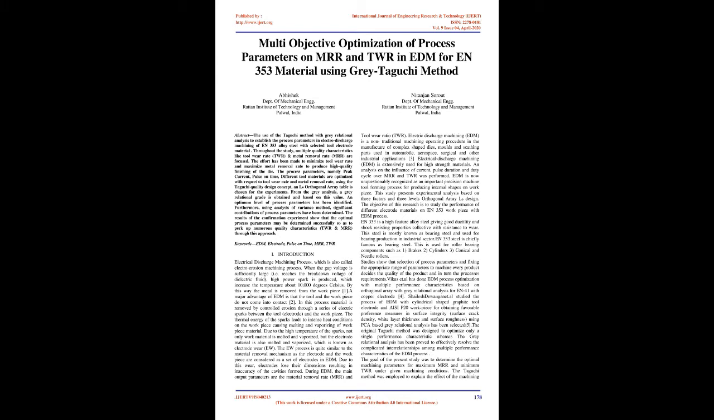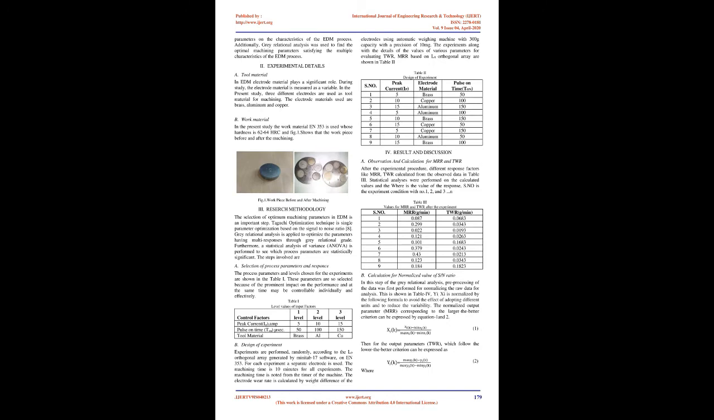Electric discharge machining, EDM, is a non-traditional machining operating procedure in the manufacture of complex shaped dies, molds and cutting parts used in automobile, aerospace, surgical and other industrial applications. EDM is extensively used for high-strength materials. An analysis on the influence of current, pulse duration and duty cycle over MRR and TWR was performed. EDM is now unquestionably recognized as an important precision machine tool forming process for producing internal shapes on workpiece.